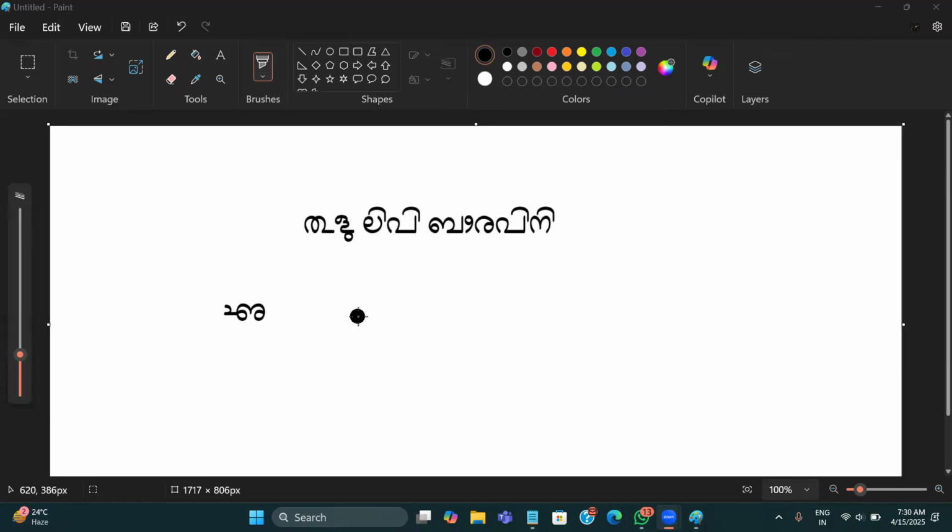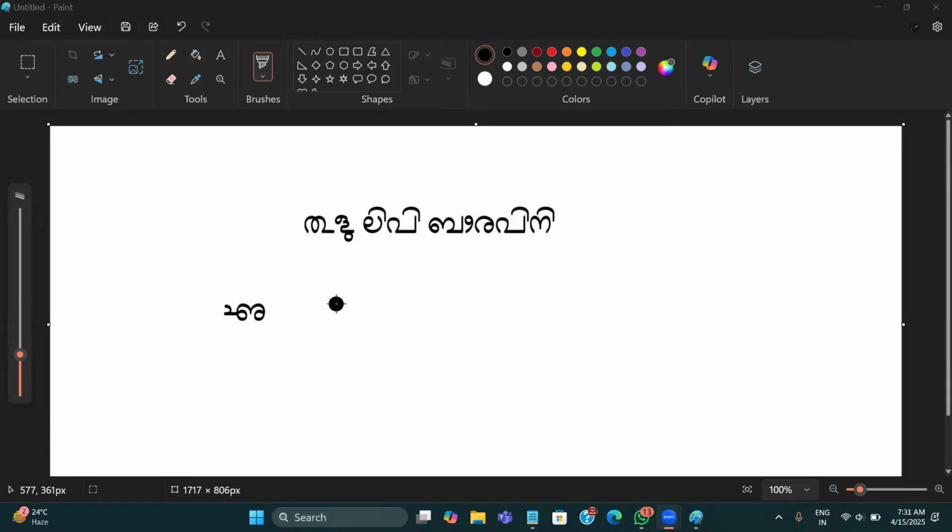I am not a Tuluva, but I learned Tulu, how to read and write, and I know a little bit of Tulu to speak also. From today onwards, I would like to share whatever I learned in Tulu. Firstly, coming to the letters, how to write Tulu script.